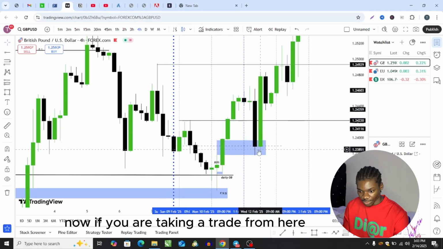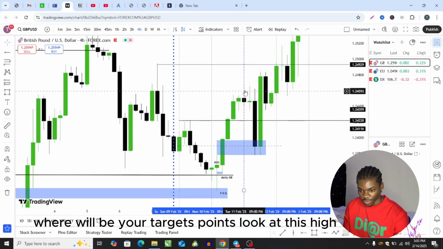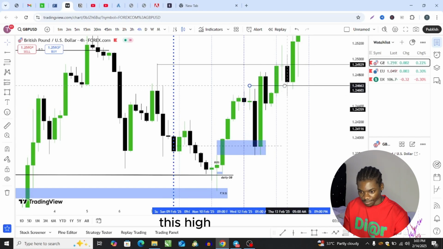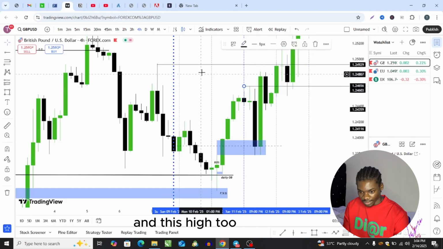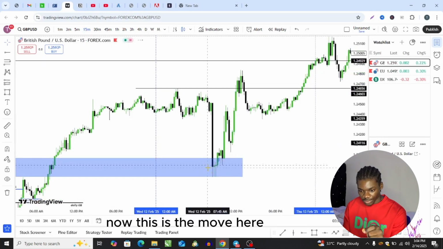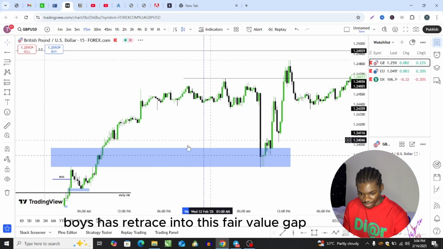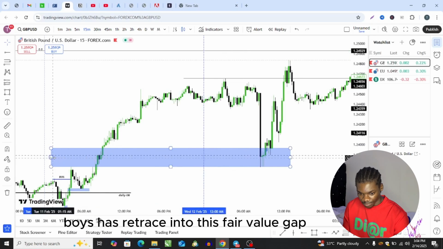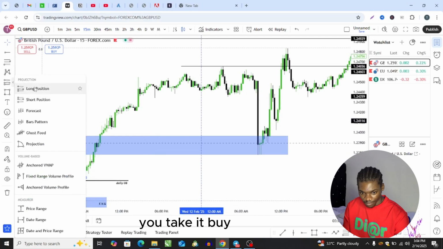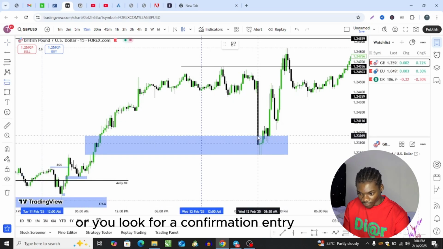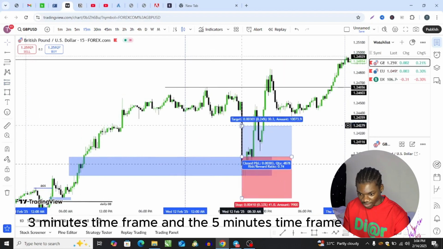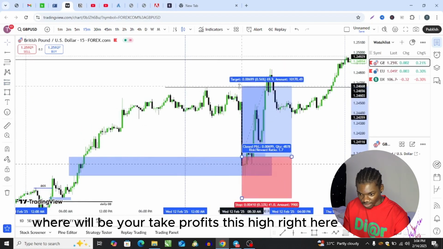Now, if you are taking a trade from here, where will be your target point? Look at this high. This high, and this high too. So let's go to the 15 minute time frame. Now this is the move here. Price has retraced into this fair value gap, and we're on the 15 minute time frame right now. You take a buy, or you look for a confirmation entry on the 1 minute, 3 minute, and 5 minute time frame. Where will be your take profit? This high right here.